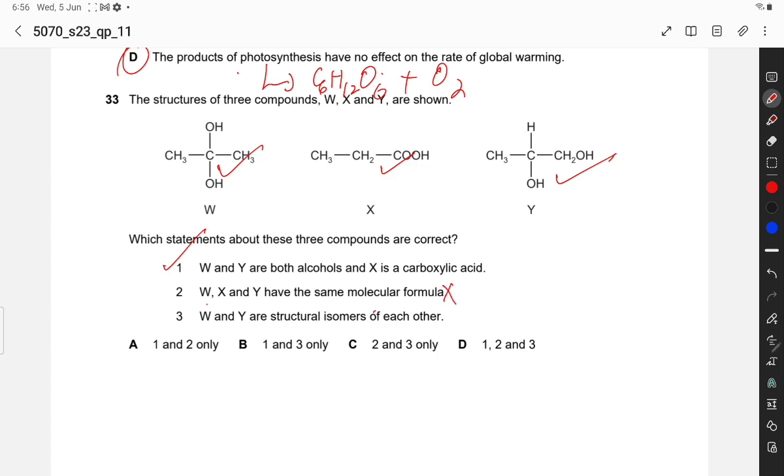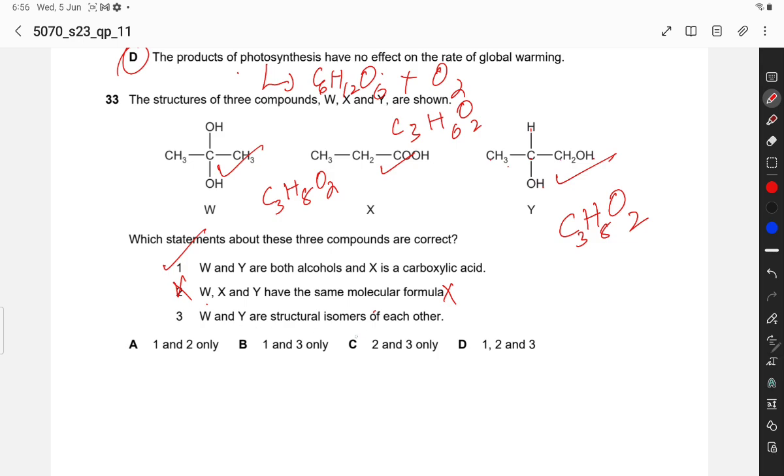No, this is not correct, because this is C3H8O2, and this is C3H6O2, and this is C3H8O2. So W, X and Y do not have the same formula.